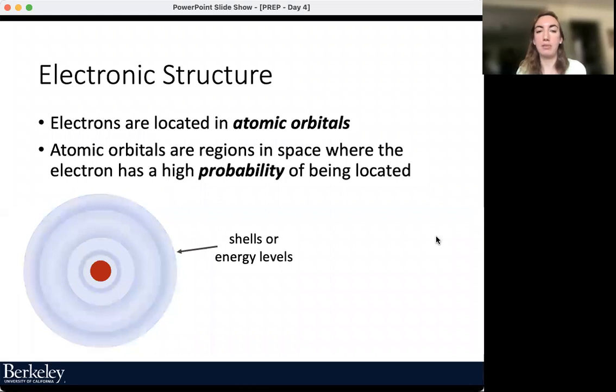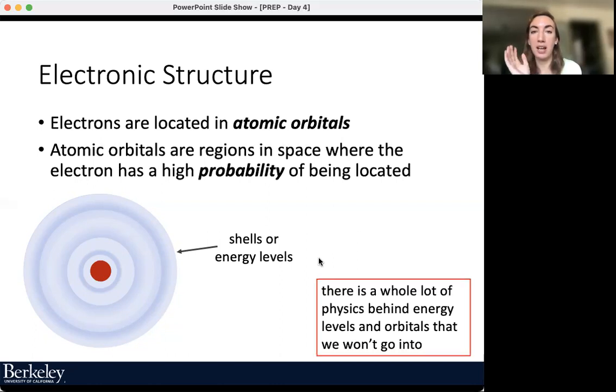So we can divide up our electron cloud into shells or energy levels. These are just two different words for the same thing. So we have a bunch of electrons in our electron cloud. We know how many total electrons we have because we just calculated it on the previous slide. And now we're going to start dividing them up into their different energy levels.